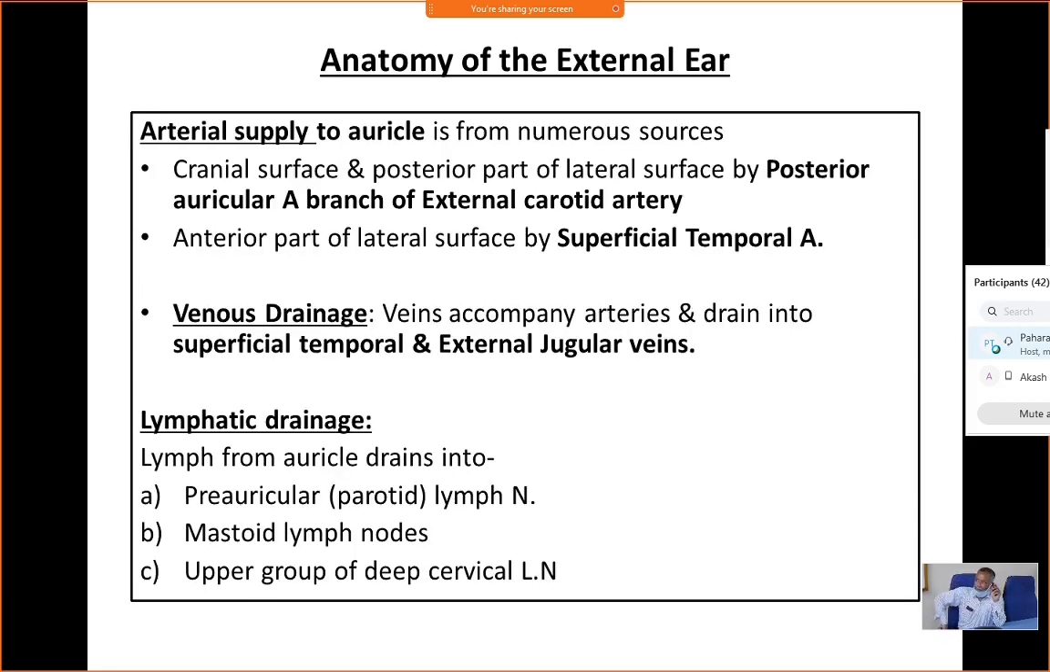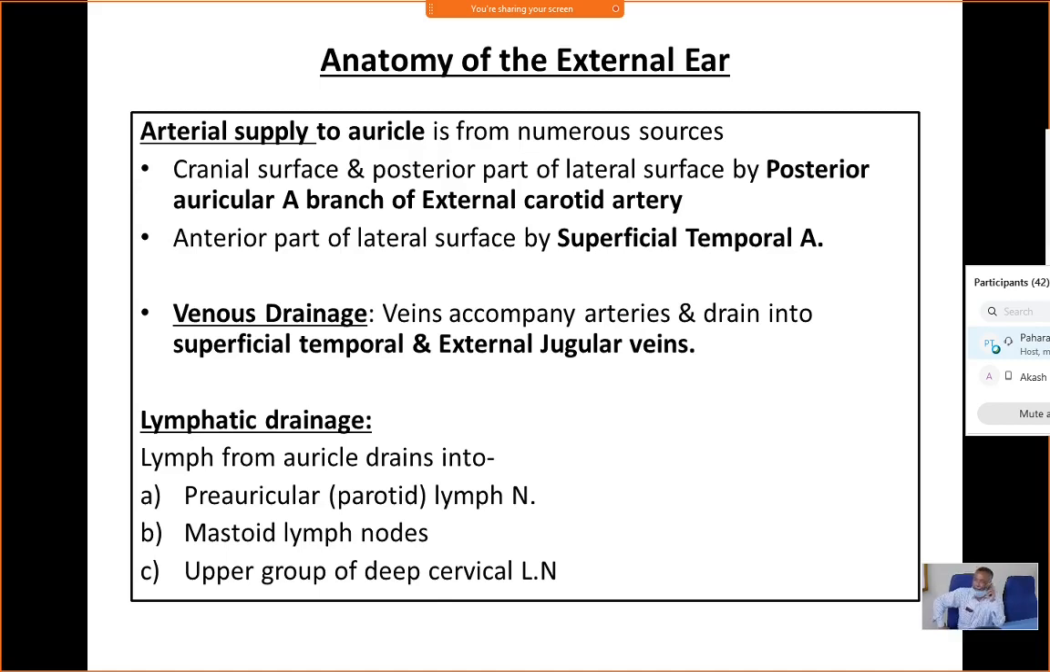Then the arterial supply of the pinna or auricle. The cranial surface, or medial surface, and the posterior part of the lateral surface are supplied by the posterior auricular artery, which is a branch of the external carotid artery. The anterior aspect of the lateral surface is supplied by the superficial temporal artery, which is again a branch of the external carotid artery.